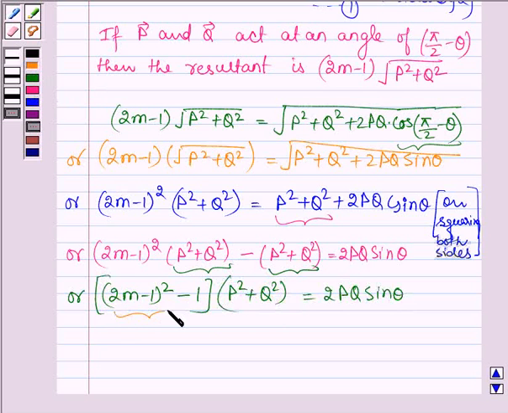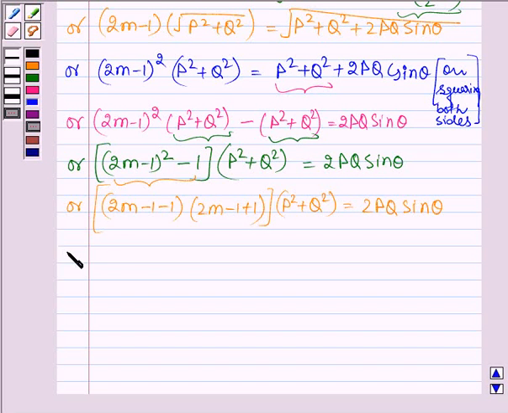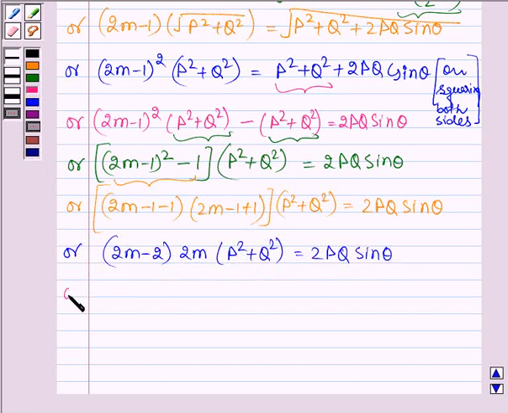Now here, applying the identity a square minus b square, since 1 can be written as 1 square, this can further be written as 2m minus 1 minus 1 into 2m minus 1 plus 1 into P square plus Q square is equal to 2PQ sin theta. Or we have 2m minus 2 into 2m into P square plus Q square is equal to 2PQ sin theta. Or we have, dividing both sides by 2, 2m into m minus 1 into P square plus Q square is equal to PQ sin theta. Let this be equation number 2.